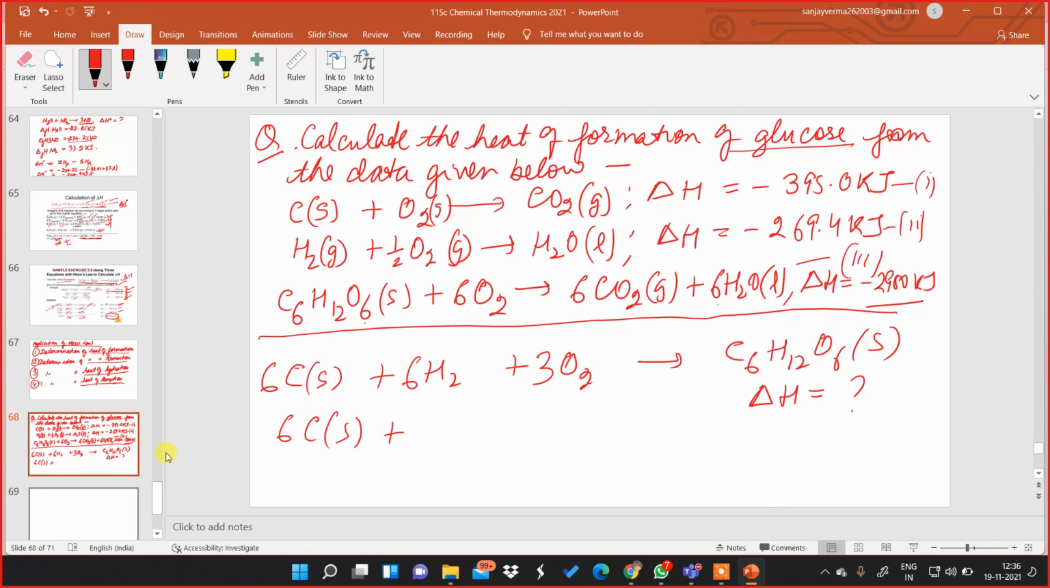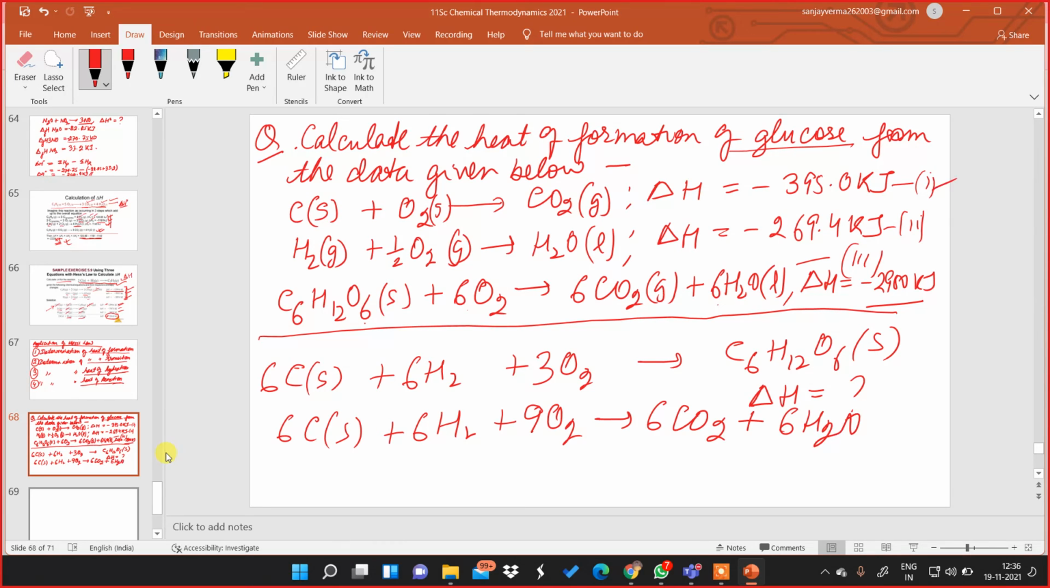Multiply both the equations by 6 and add them up. 6 carbon plus 6 hydrogen plus, if you multiply equation 1 by 6, into half is 3, so we get 9. Sorry, it is 9 oxygen. It will give us 6 CO2 plus 6 H2O. I am adding directly.